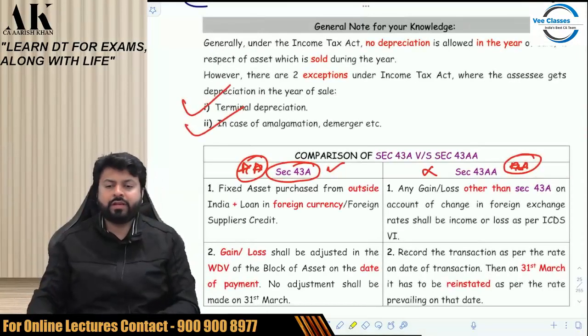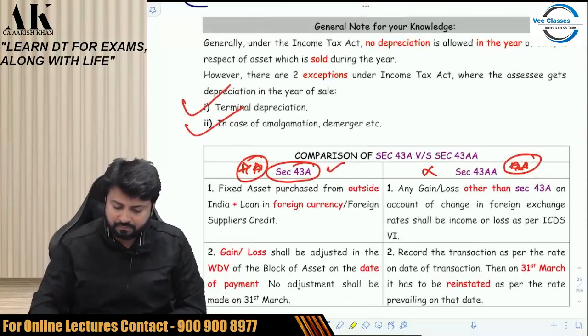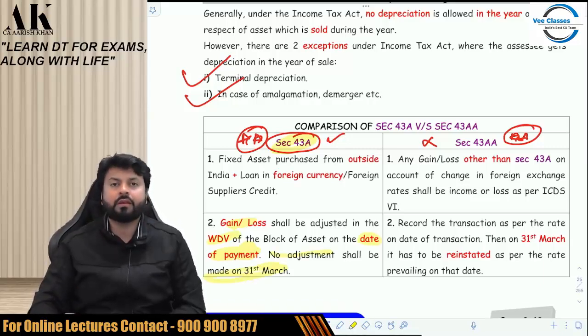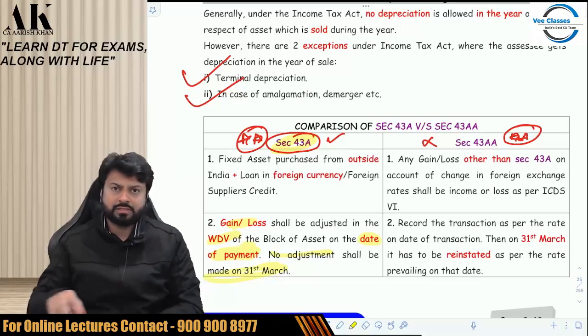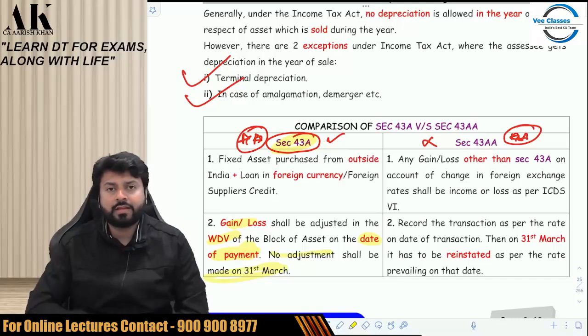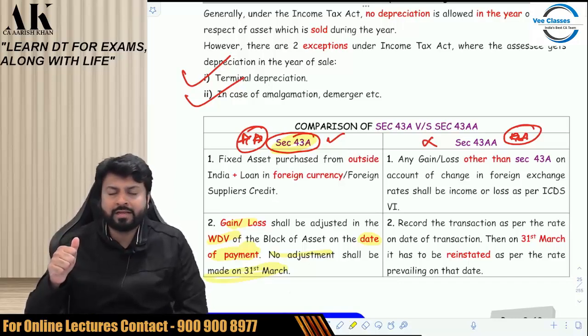Now, coming to the next discussion. Again, I am saying for 43A, gain or loss on the date of payment is adjusted in the WDV. No adjustment on 31st March. But what about other losses? What about other gains? There can be other losses and other gains as well. The gain and loss cannot be only on fixed assets. There can be gain on purchase of raw material, gain on purchase of other products, gain on sale of products.